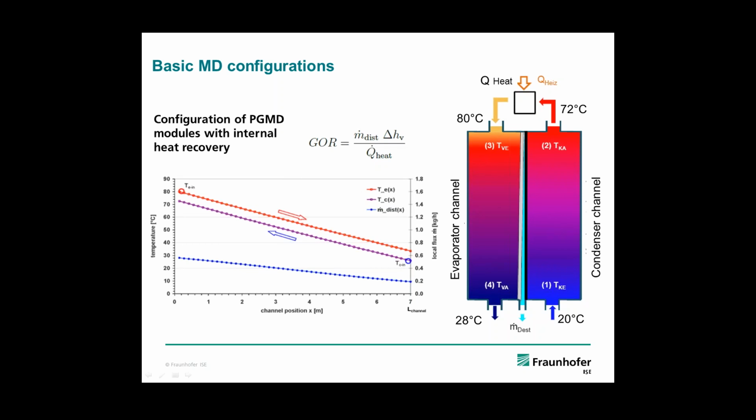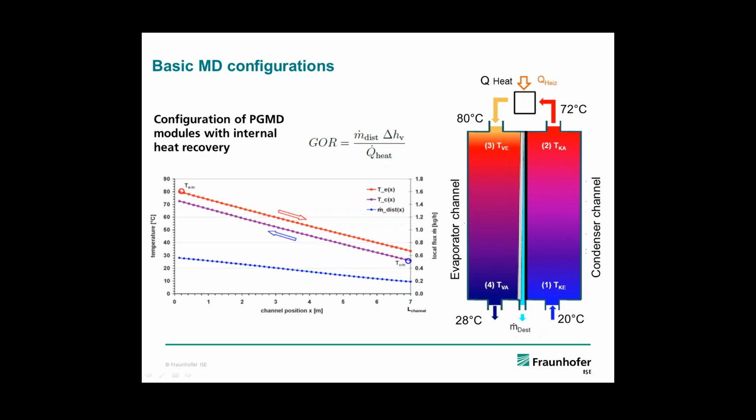The membrane has a thickness of about 200 to 300 microns. So you can imagine that if there are two streams, there's also a lot of heat conduction through the membrane, and this heat conduction can be considered parasitic because it does not contribute to mass transfer. So we find different basic membrane distillation configurations, which take this into account.